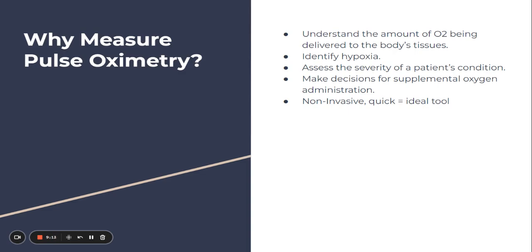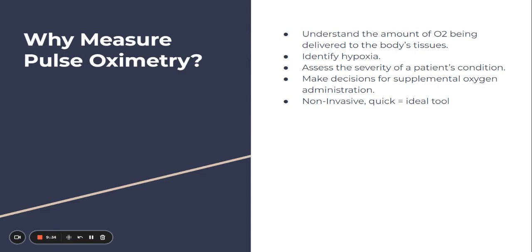So this is an important measure, as oxygen saturation levels provide information about the amount of oxygen being delivered to the body's tissues, and can help paramedics determine if a patient is experiencing hypoxia, or a lack of adequate oxygen supply to the tissues. In addition, pulse oximetry can help paramedics assess the severity of a patient's condition and determine the need for supplemental oxygen.